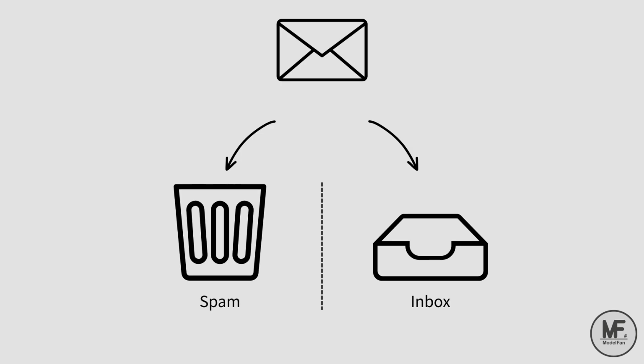We can start with something we all know, email. Every day we get tons of emails and some of them are junk. So to help with this, we can use a spam filter. Each email can go into one of two boxes, spam or inbox. Think of this as a simple yes or no decision.